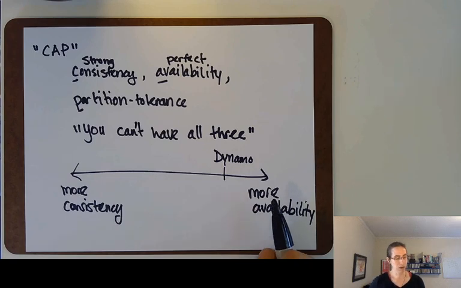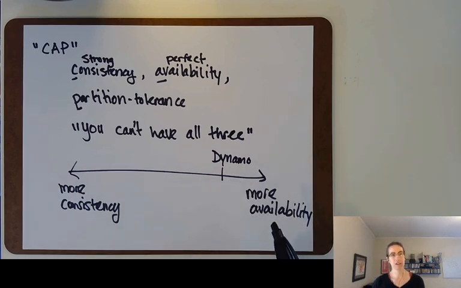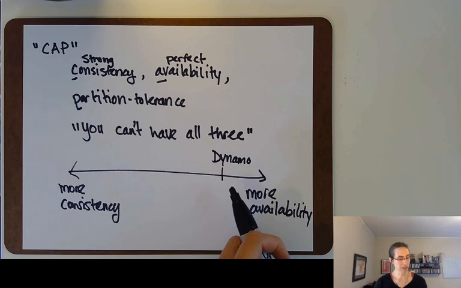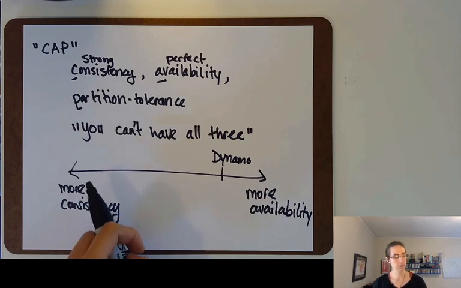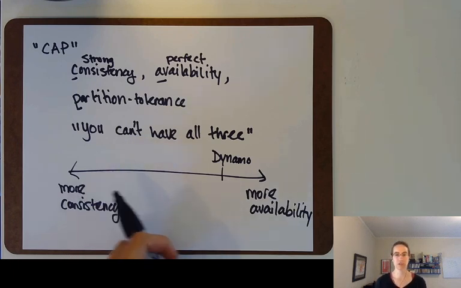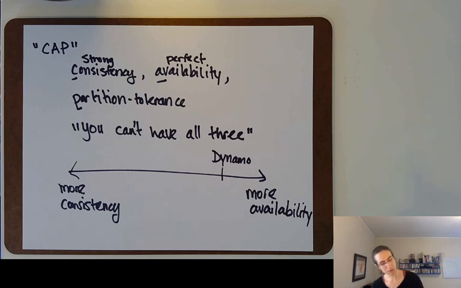So with Dynamo, we'll talk about this next time, you could actually configure Dynamo in a way where it falls further toward the consistency setting, because it provides what's called quorum consistency, which is configurable. I don't know if Mongo does that too. I think in general I would put Mongo more on the availability side.